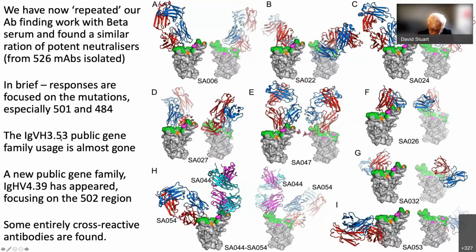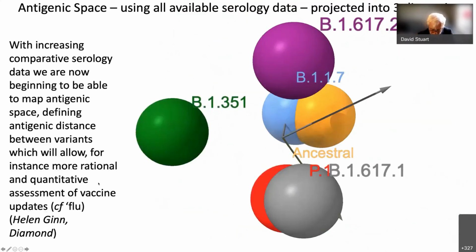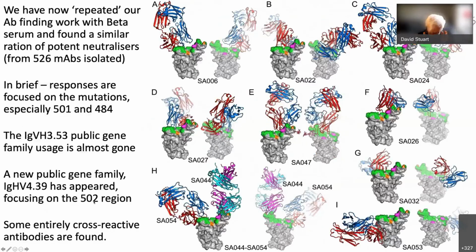The 353 public gene is almost gone, but not completely. And the 353 that is found is really broadly cross protective, very, very useful. But there's a new public gene family that's come up, which has never been picked up before, 439. And there's lots of representatives of this, and that focuses on the 501 region. So it's quite a different sort of response, a good response to viruses that have got just 3 mutations in the receptor binding domain.